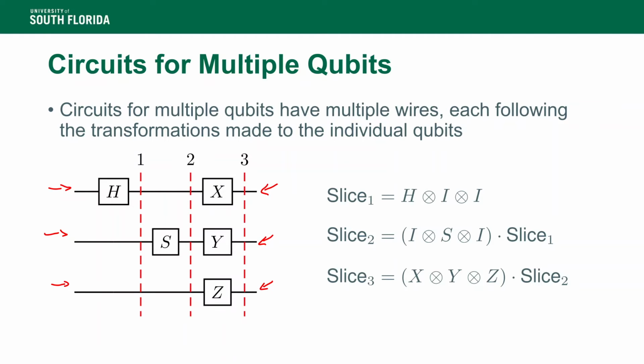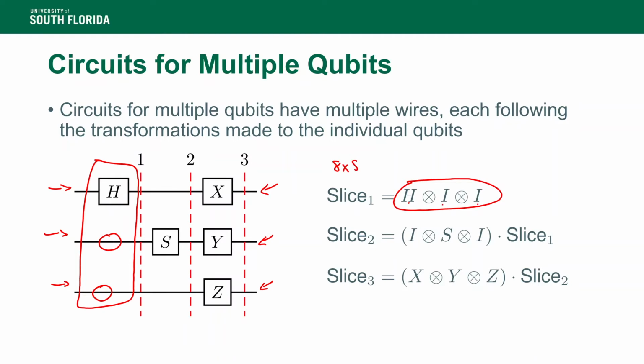Another way that this can be seen is that altogether, this is an operator on 3 qubits that is described by the matrix that is the tensor product of operators H, I, and I. So the identity here, of course, because there is nothing on the wire, so this is an identity matrix, okay? And so this is the 8 by 8 matrix that represents the action here on the 3 qubits all together. And likewise, you can describe what happens in slice 2 and slice 3.